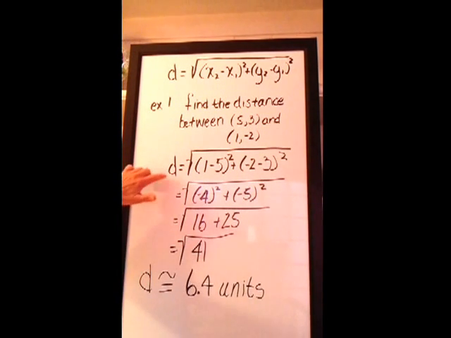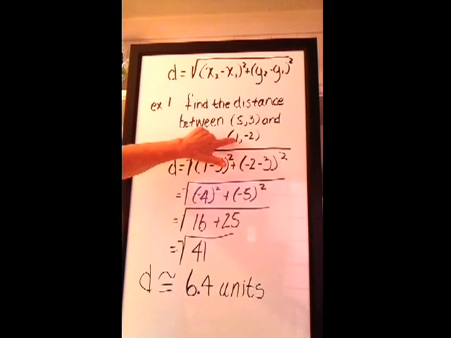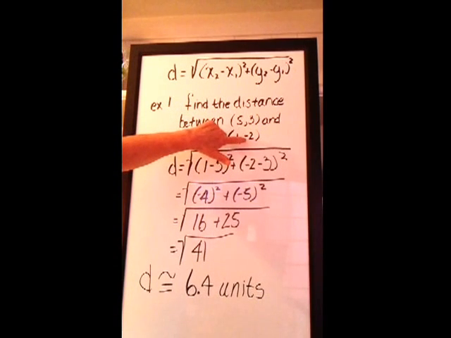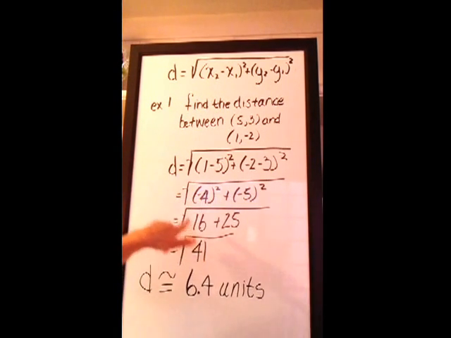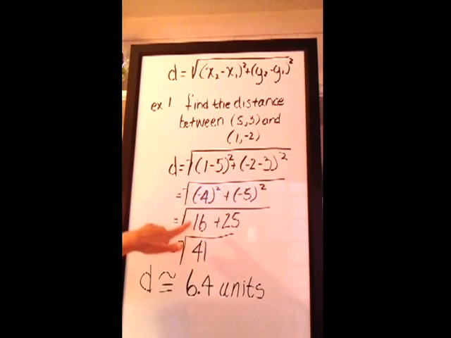All right, so distance is equal to the difference in the x-coordinates. So (1 minus 5) squared plus the difference in the y-coordinates, (-2 minus 3) squared. I square those, I get, well, 1 minus 5 is negative 4, negative 2 minus 3 is negative 5, and I square those and I get 16 plus 25. So the square root, 16 plus 25 is equal to 41, and the square root of 41 is about 6.4 units.